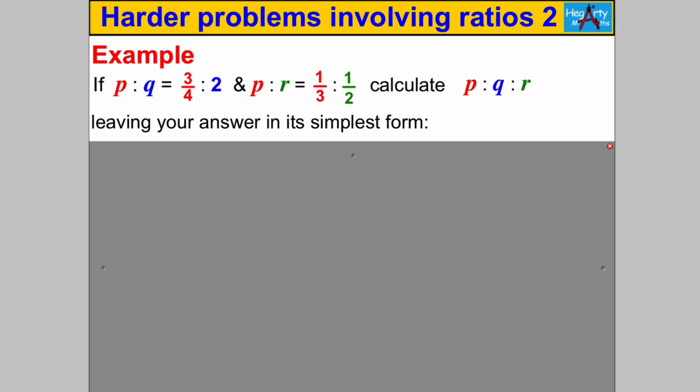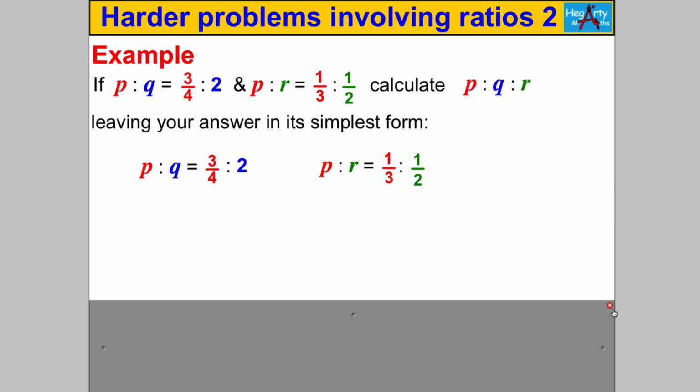Okay, last question. Pause the video, have a go. So we've got p to q is 3/4 to 2. We've got p to r is 1/3 to 1/2. Calculate p to q to r. Leave your answer in simplest form. So that's what we've got here.